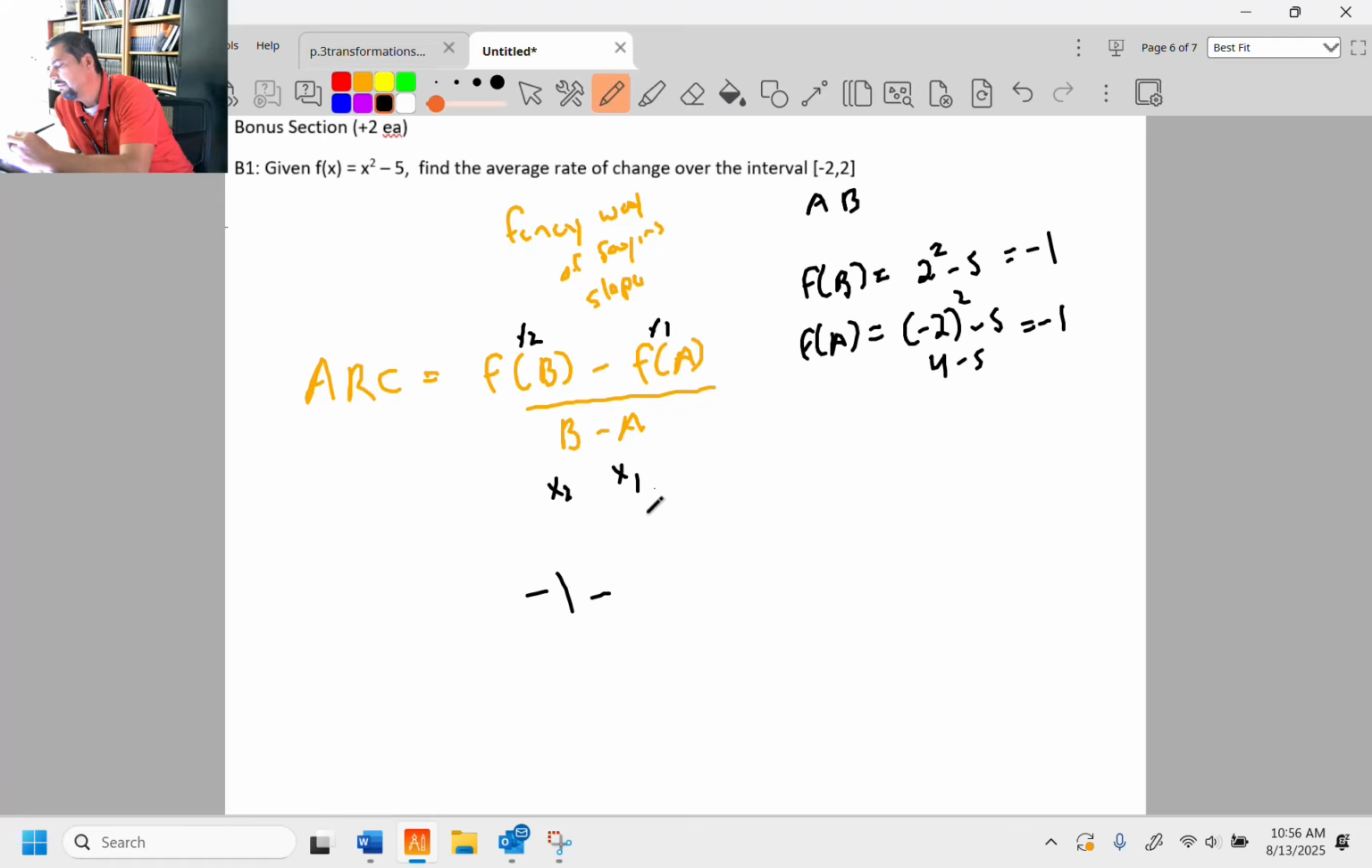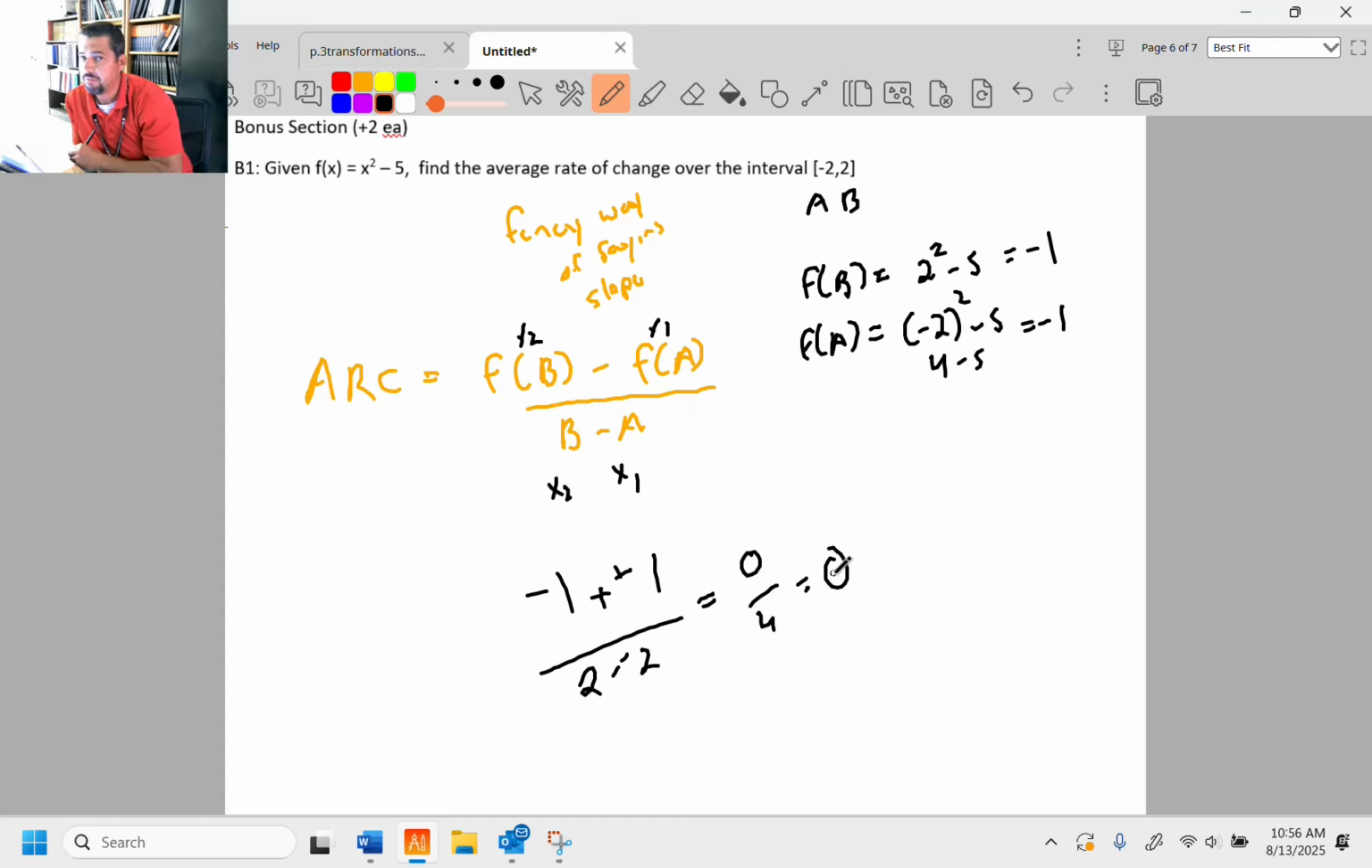I'm going to take away f of a, which is also negative 1, and the denominator is b minus a, which is 2 minus a negative 2. Now, taking away negative is addition. Negative 1 plus 1 is 0. 2 minus negative 2 is 4, and 0 divided by anything other than 0 is 0.